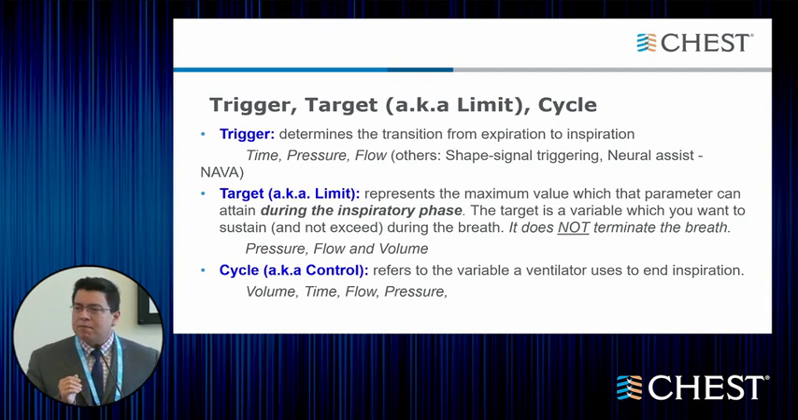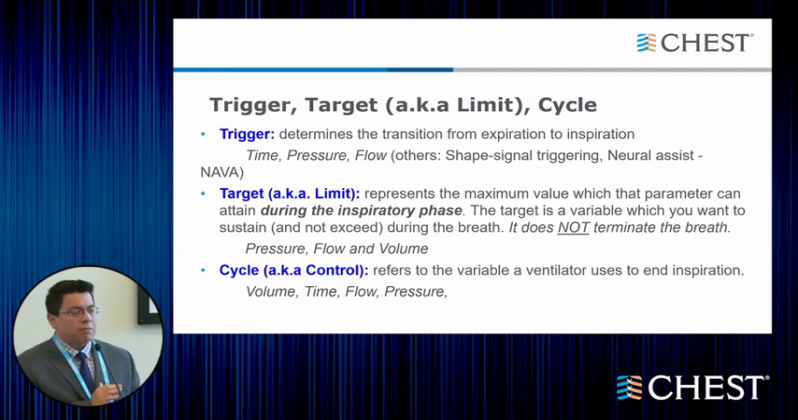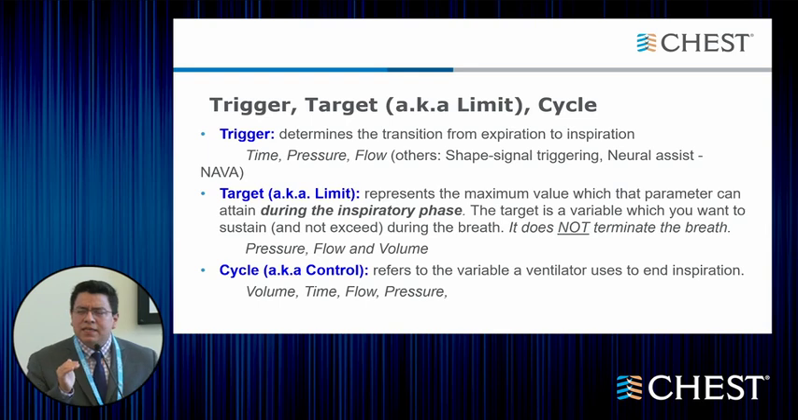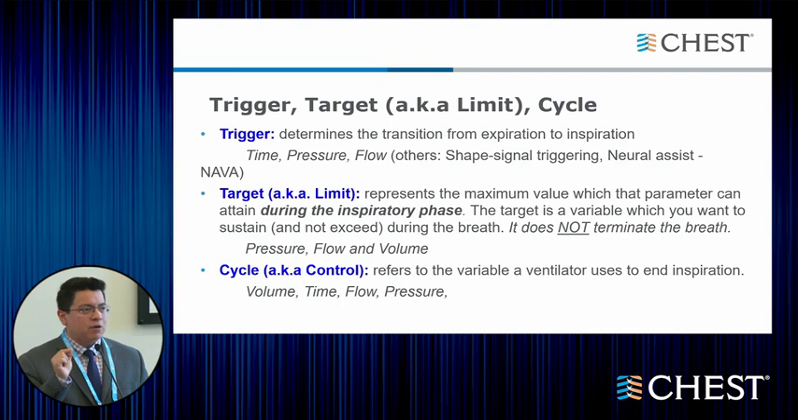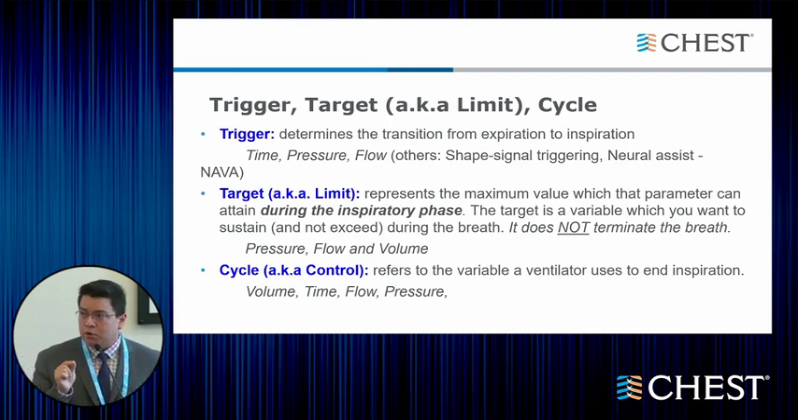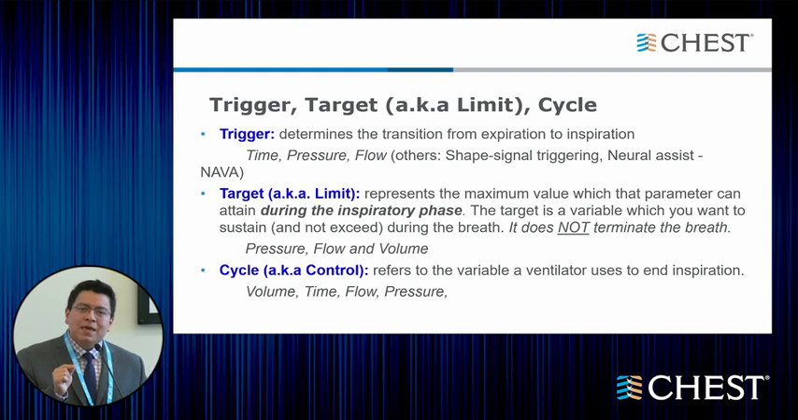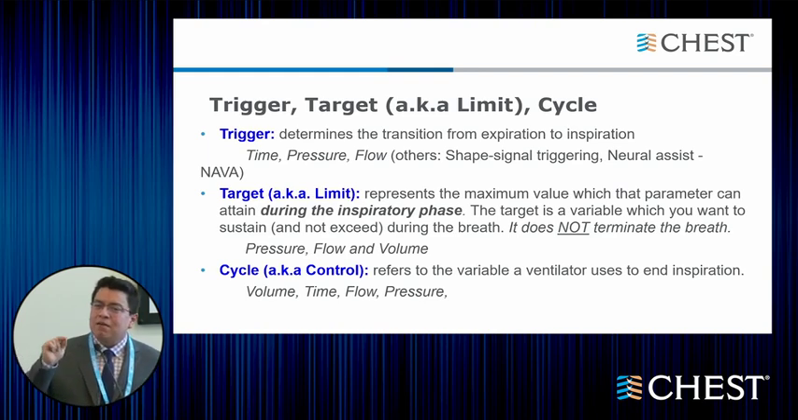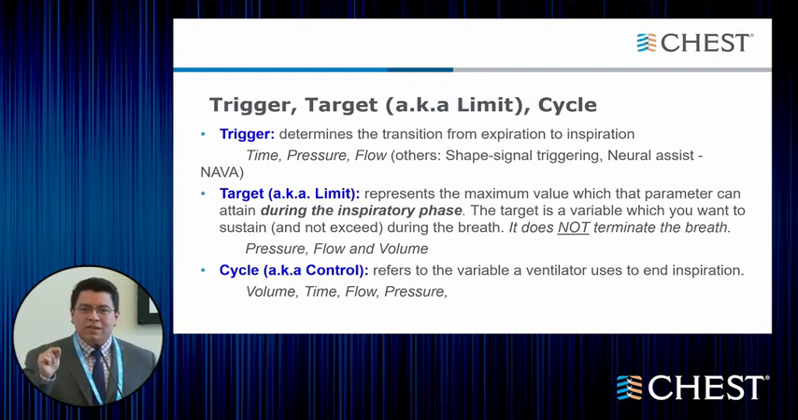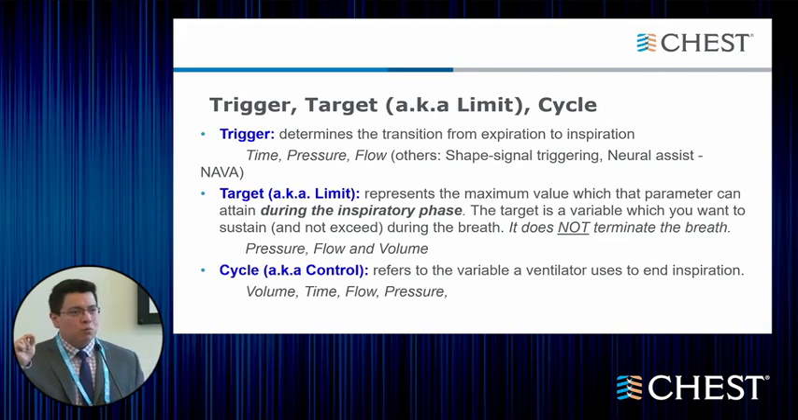The second item is the target of the mechanical breath. This used to be called the limit of the mechanical breath. It's basically that variable that is maintained and not exceeded during the inspiratory phase of the mechanical breath. That can be pressure, flow, or volume, as we're going to see shortly. But it doesn't necessarily finish the breath or dictate when the patient is going to move from inspiration to expiration.